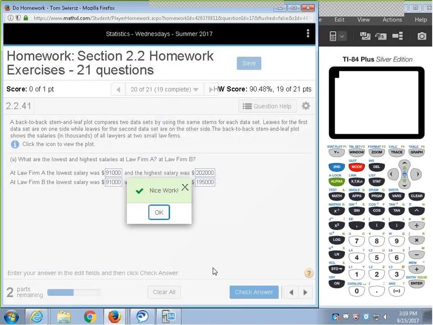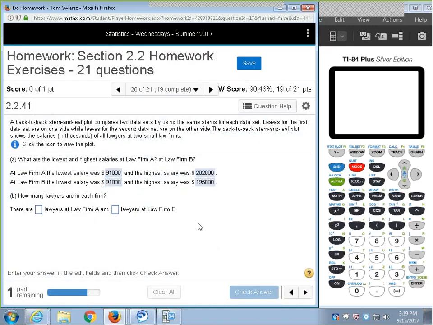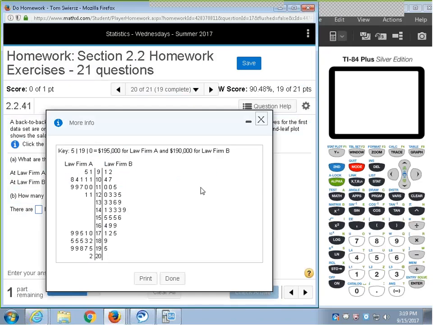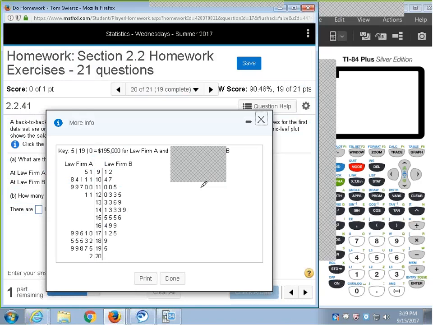Okay, good. How many lawyers are in each firm? Well, you just count up the units, right? You see how many lawyers in each firm. Well, in firm A, there's 91 and 95, so there's 2 there, right? So 2 lawyers, and then in the 100s, there's 1, 2, 3, 4, 5 more, and so on, counting up to 30 values. So 30 in A.